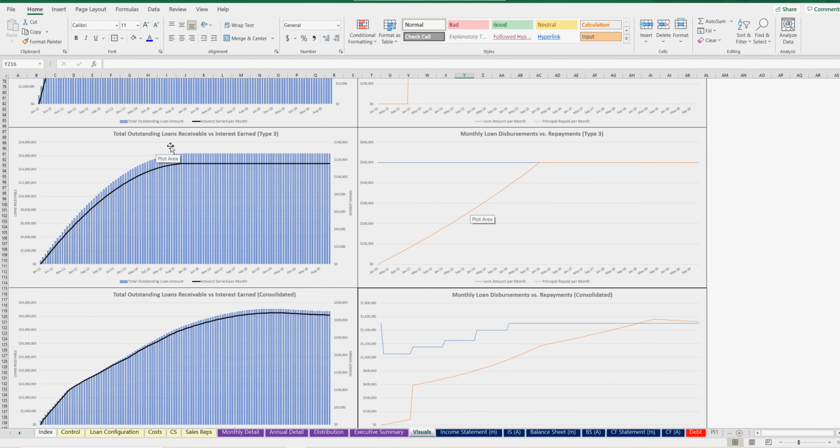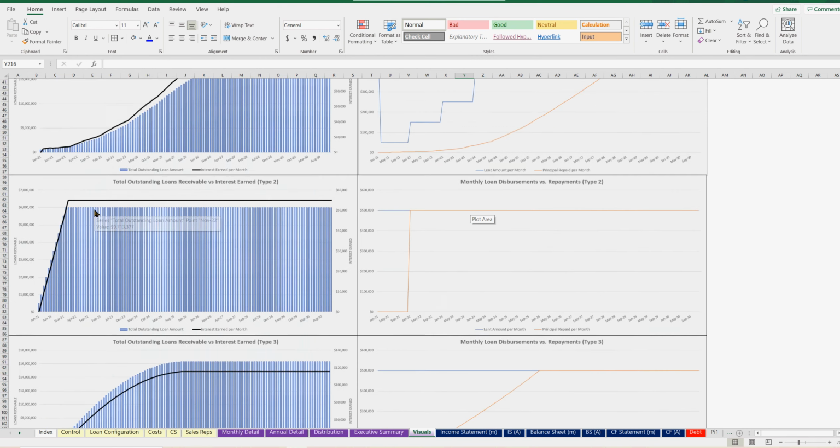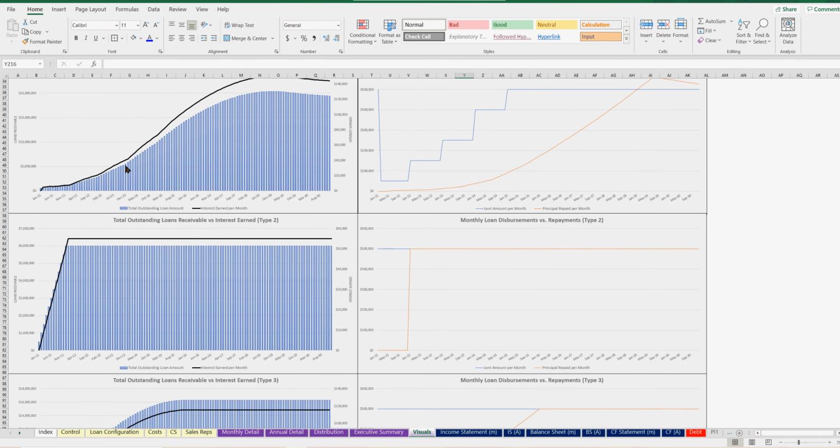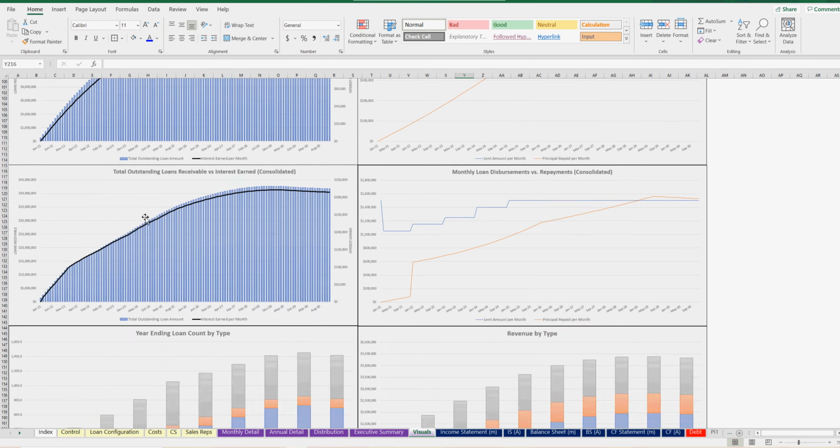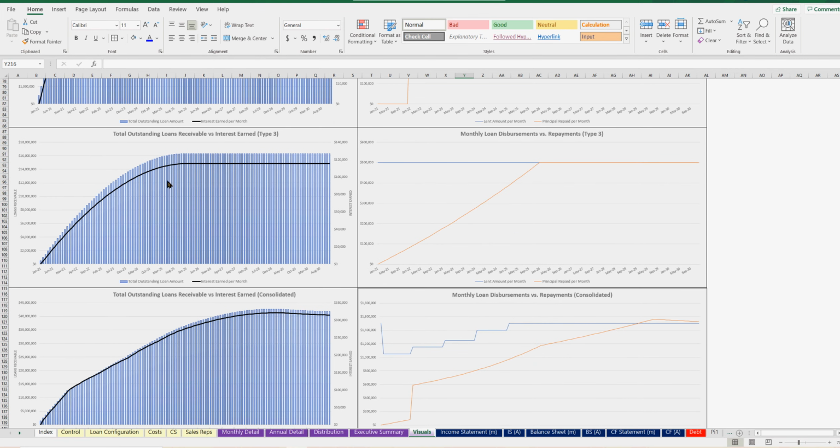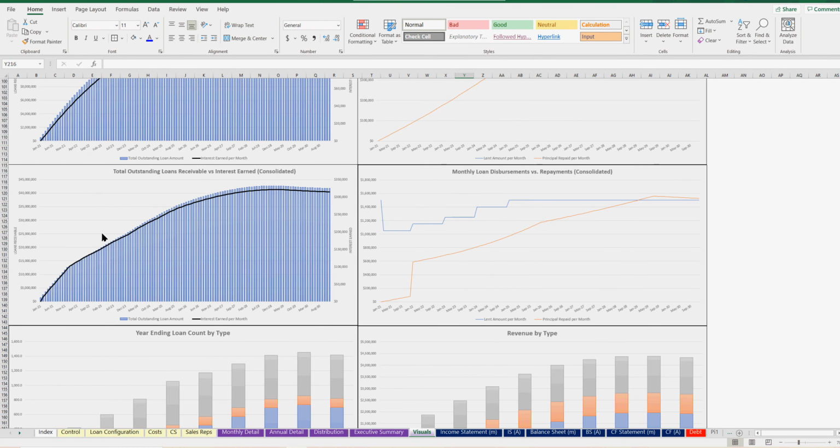And then total outstanding loans receivable versus interest earned for type 3. This is similar to type 1, except there's no interest only period, which is why you see a little bit of this is not as smooth, because there's interest only periods in there, and in here there's not, in the third type of loan. And then you can see the consolidated effect of everything, how much loans are outstanding and how much interest is being collected over time, and then the net effect of cash flow per month.